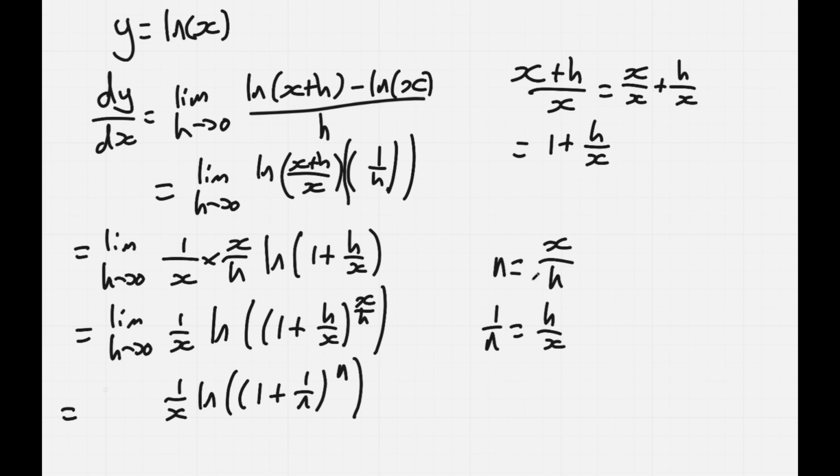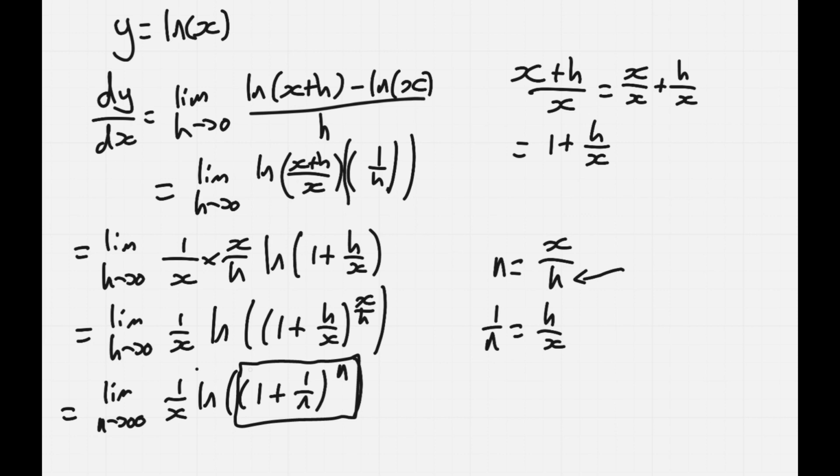But I've got to change my limit. I no longer have h's, I have n's. So if h is approaching 0, it's going to be approaching infinity for n. So we can say the limit as n approaches infinity, like so. Now, in case you didn't know it, inside here is actually the definition of e. So I'm basically saying 1 plus 1 over n to the n. That's my definition of e.